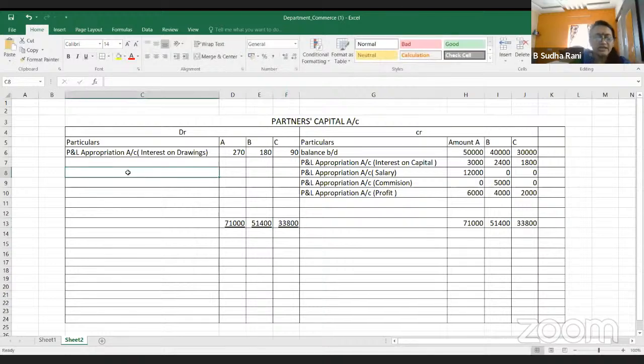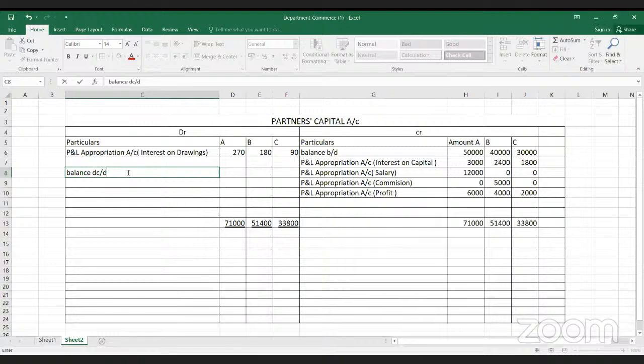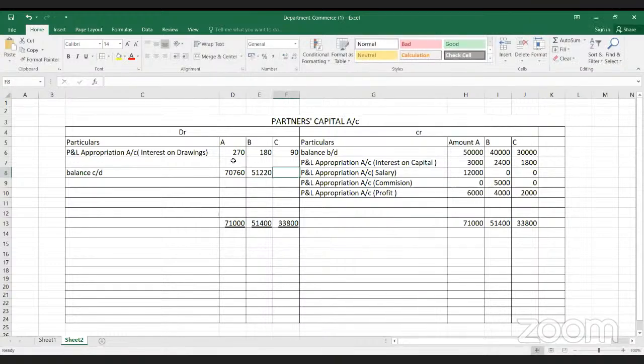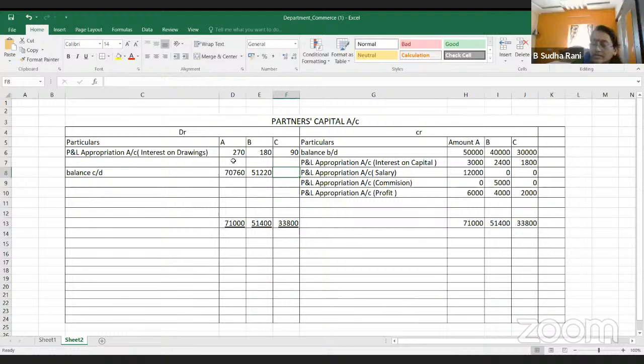That should be written as balance carried down, because the partners are going to continue in the business for the next year also, so their balances will be carried down. Next, 51,000 minus 400. Next, 33,800 minus 90.